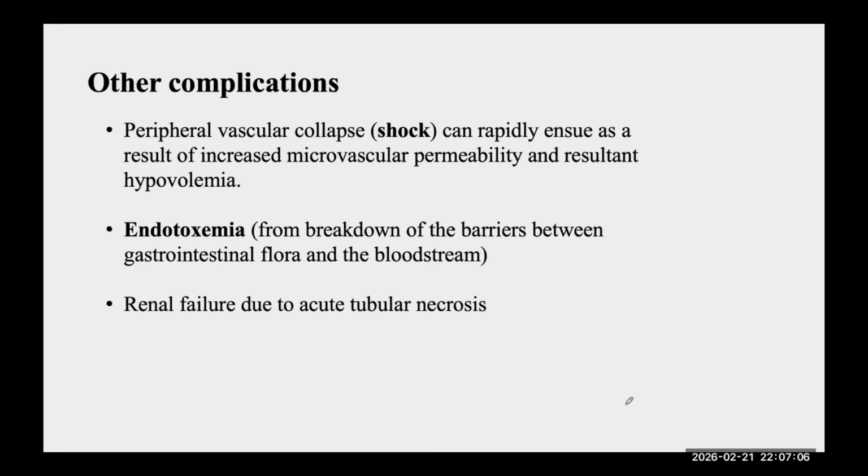Now, other complications that can happen: with every inflammation, there is a risk of shock because there's a massive cytokine release. This increases the microvascular permeability and causes hypovolemia, and this can cause shock. Endotoxemia happens because of similar concepts. Because of the cytokines, the barriers between the gastrointestinal tract and the bloodstream become very loose. So the GI flora can enter the bloodstream, and this can cause endotoxemia, or toxins within the bloodstream. Renal failure due to acute tubular necrosis.